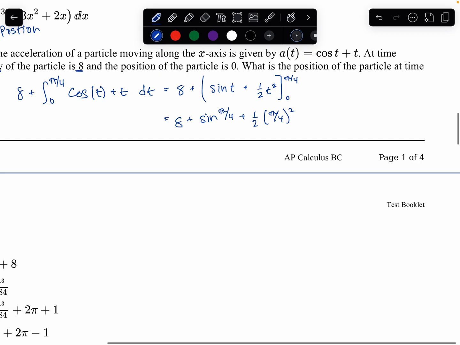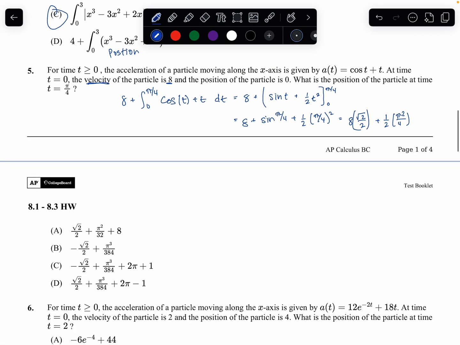And that's going to be equal to, oh man, do I want to do it this way? Okay, I'll try it. I don't know where this is going. Sine of pi fourths is root 2 over 2. Root 2 over 2 plus 1/2, and that's just going to be pi squared over 4. Shoot, I don't think I wanted to do this.